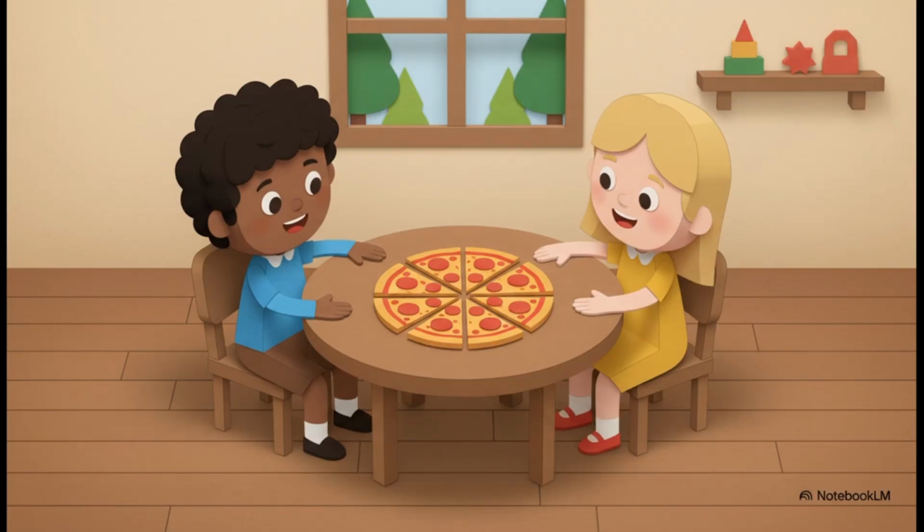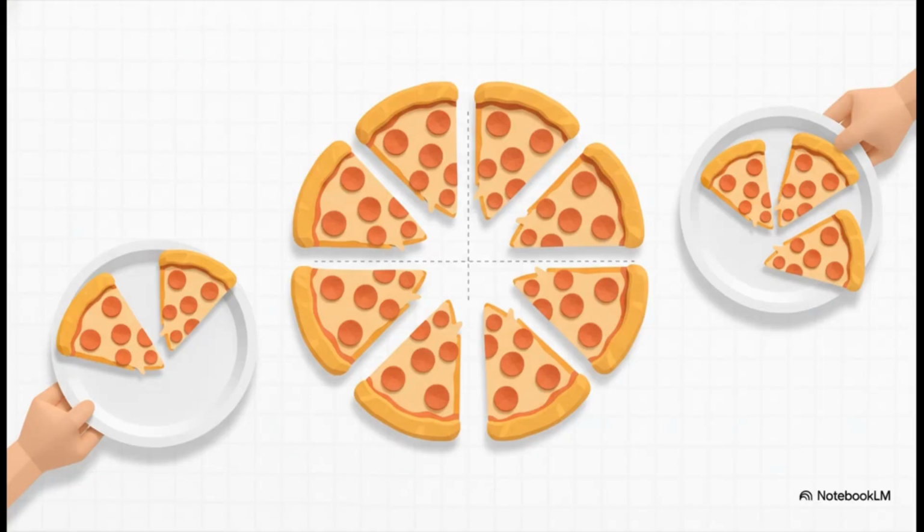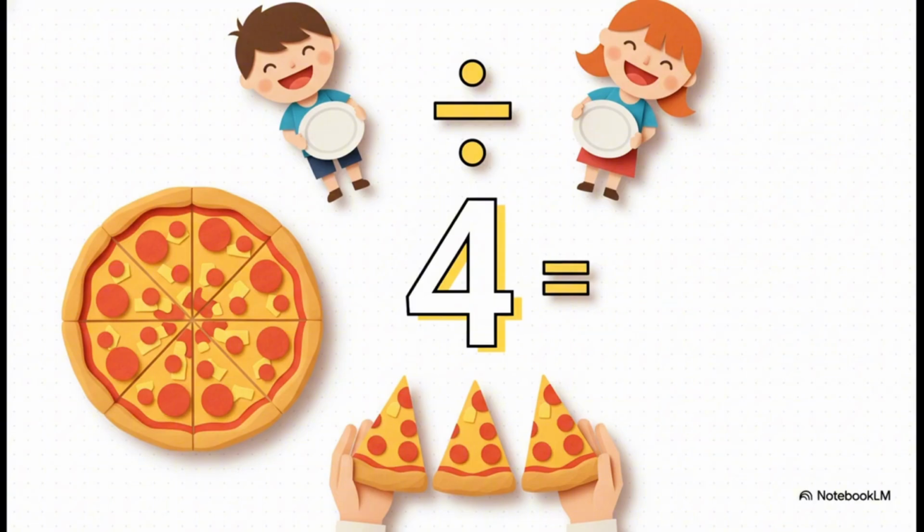All right, let's set the scene. First up, it's just you and one friend. So, 2 people total. And you've got that whole 8-slice pizza in front of you. How are we going to split it? See, it's pretty straightforward. We just take those 8 slices and split them right down the middle into 2 totally equal groups. One group of slices for you and one for your friend. And here's how that looks with numbers. 8 slices divided by 2 people equals 4 slices each. Super simple, right? And hey, everyone gets a really big, satisfying share.